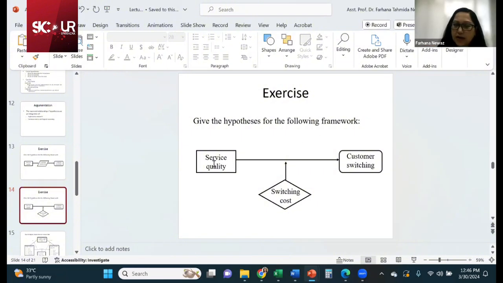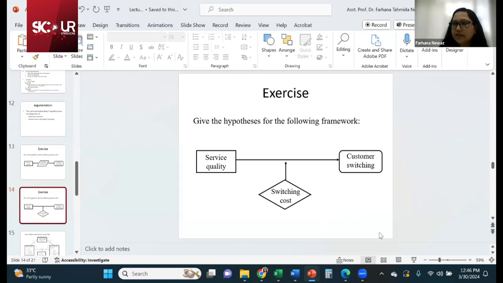This one is your independent variable. This one is your dependent variable. And this one is your moderator, right? Not mediator. Look, this arrow is poking the relationship, right? The arrow is not from this variable to that variable. This one is actually poking the relationship between these two variables. So this is the moderator. This is just a sample example. You need to come up with the hypothesis, how you are going to write this down.